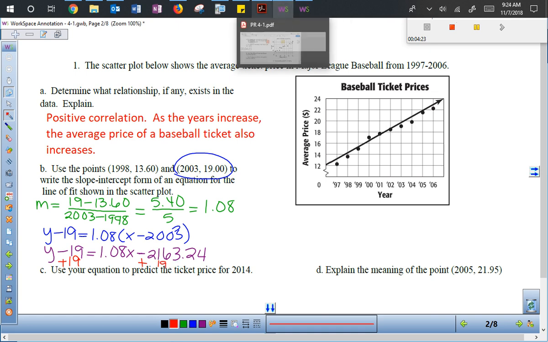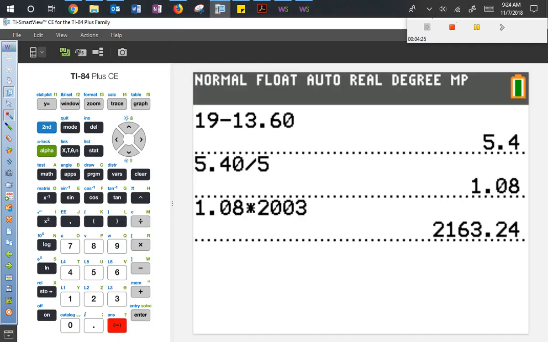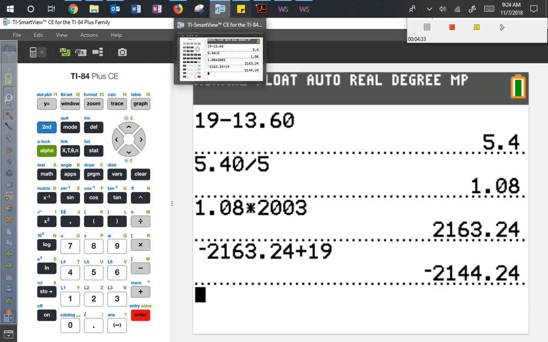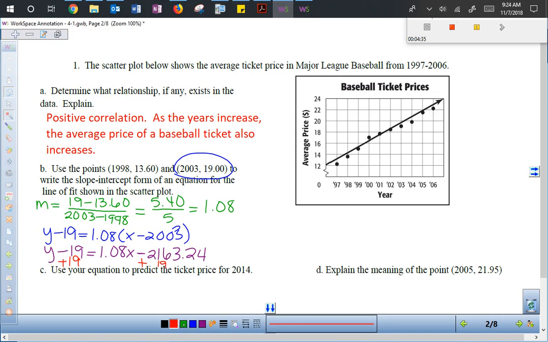So if I have negative 2163.24 plus 19, I'm going to get negative 2144.24. So I'm going to come over here. Y equals 1.08x minus 2144.24. So this is the slope-intercept form of the line of best fit. So this will represent this equation.